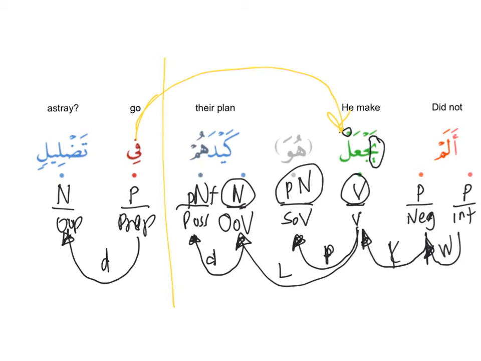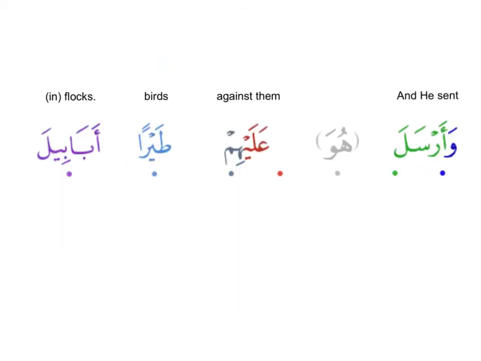Let's go to the third verse. Alright, this is the third verse. وَأَرْسَلَ عَلَيْهِمْ طَيْرًا أَبَابِيلَ.